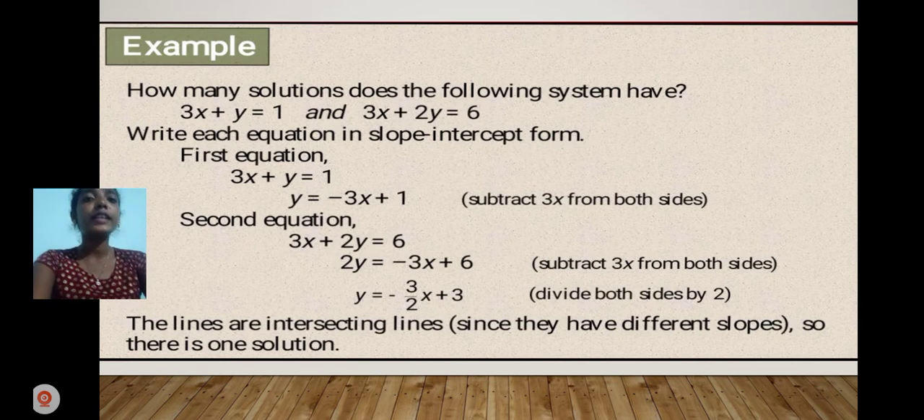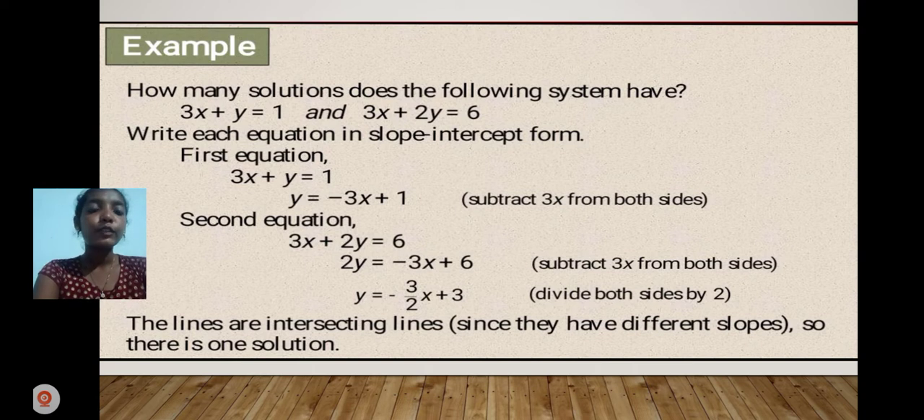Here is an example. The question is, how many solutions does the following system have? The first equation is 3x plus y is equal to 1, and the second equation is 3x plus 2y is equal to 6. Write each equation in slope-intercept form. The first equation is 3x plus y is equal to 1. Now subtract 3x from both sides. We will get y is equal to minus 3x plus 1.